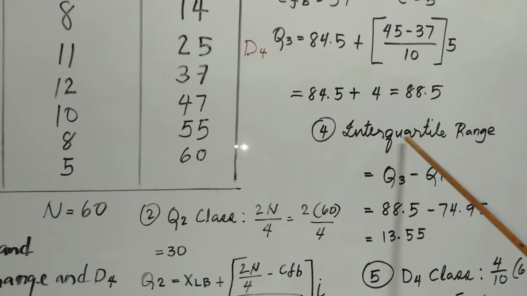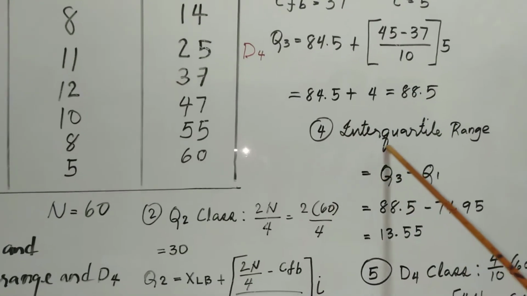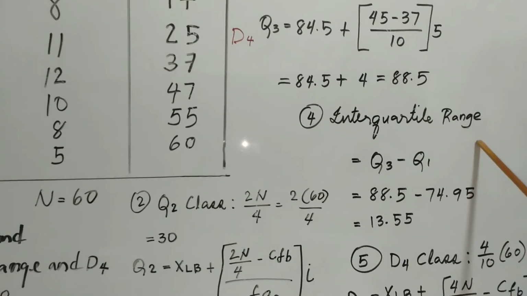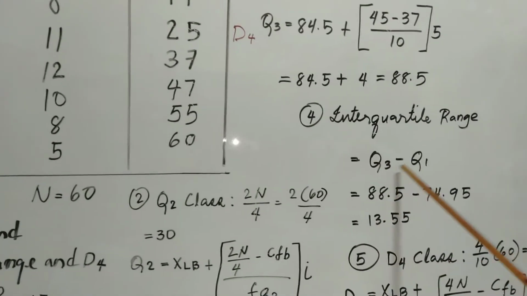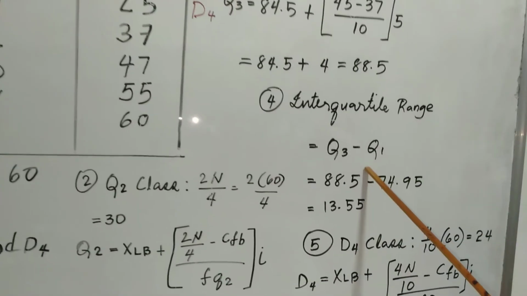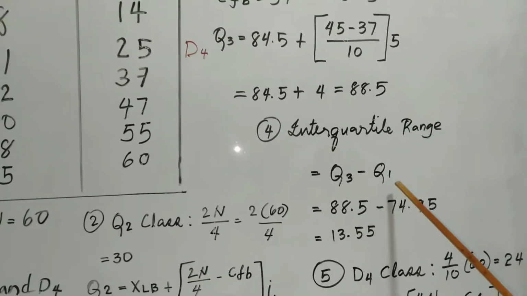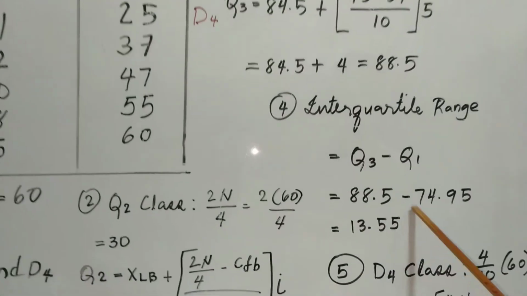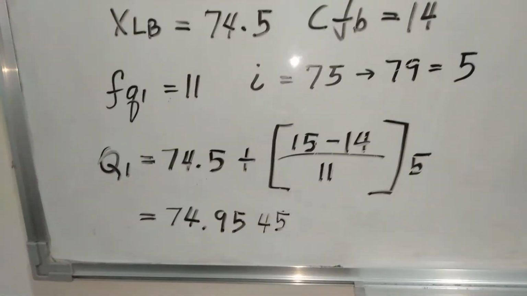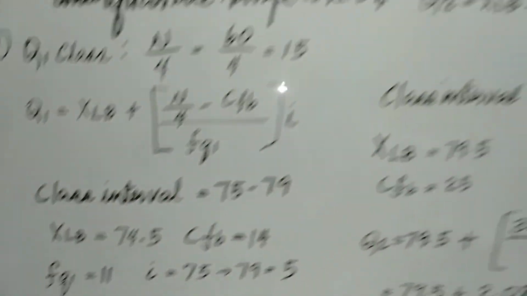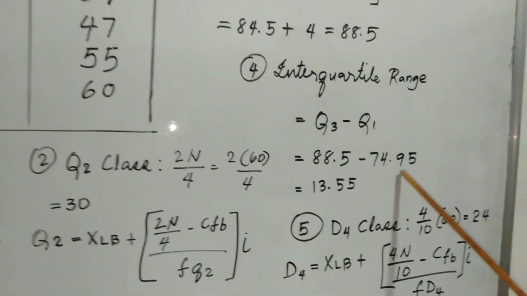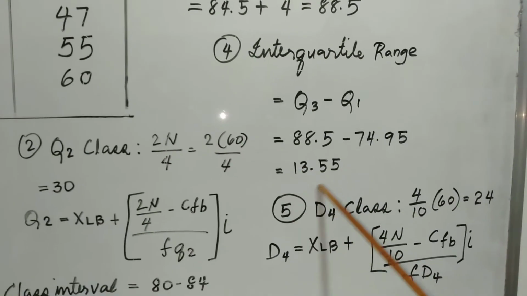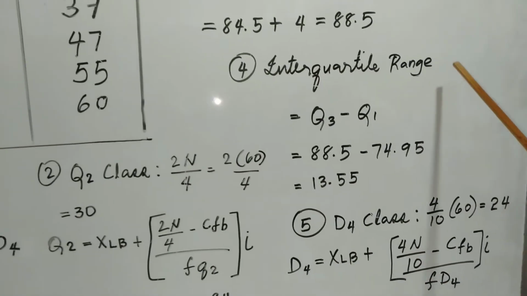Next we're going to compute the interquartile range. This is computed by getting the difference between the third quartile and the first quartile. The third quartile is 88.5, and the first quartile is 74.95, the value we found earlier. Getting the difference, 88.5 minus 74.95, the difference is 13.55. That will be the value of the interquartile range.